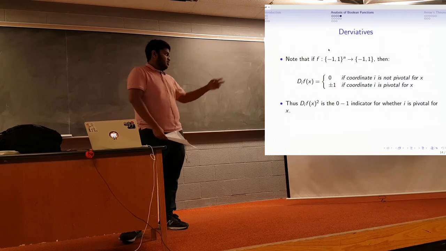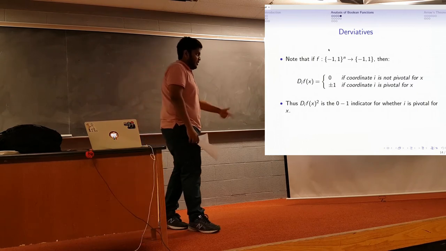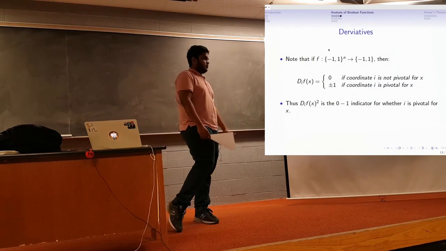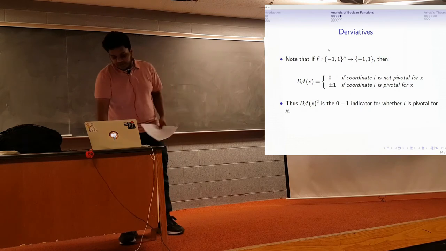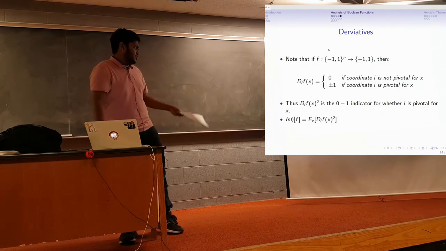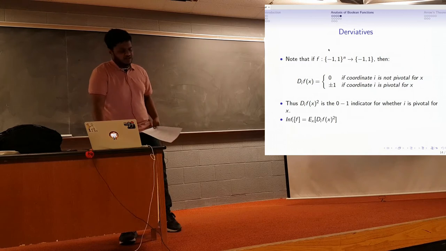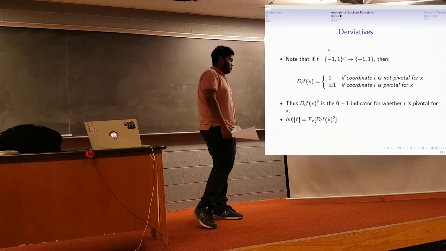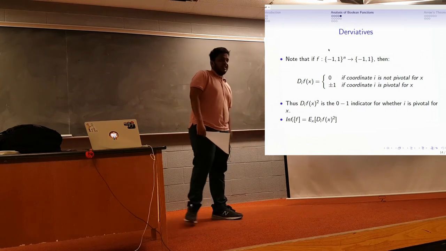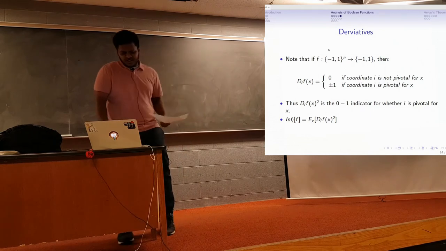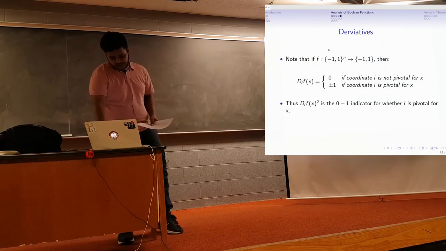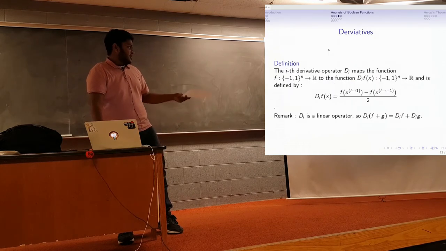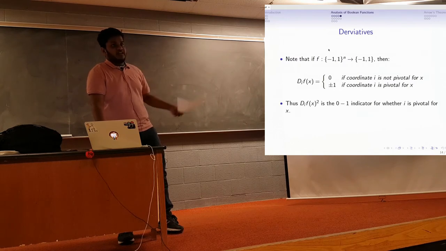So D_i f(x) squared is the 0-1 indicator for whether i is pivotal for x. If D_i f(x) squared is 0, then i is not pivotal. If it is 1, then i is pivotal. And this is a simple expression that we get by just a little bit of calculation. So the influence of i on f is the expectation over all x of D_i f(x) squared. That is easy to see because we defined the influence as the probability that it flips, and that is precisely the expectation that D_i f(x) squared is 1.